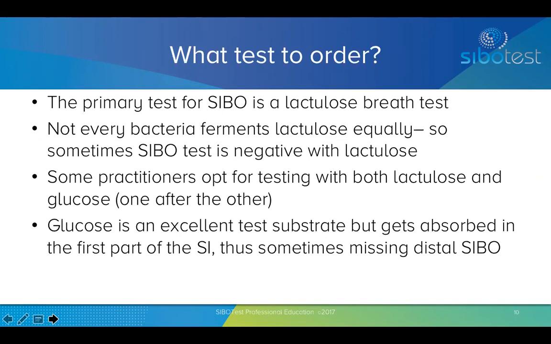Glucose is actually an excellent test substrate, but it does get absorbed in the first part of the small intestine, and can therefore lead you to a negative test result if that patient has SIBO, or small intestinal bacterial overgrowth, in the last part of the small intestine, the distal small intestine. So it is not completely foolproof, and certainly we don't recommend just glucose testing because of this phenomenon of rapid absorption in the proximal small intestine.